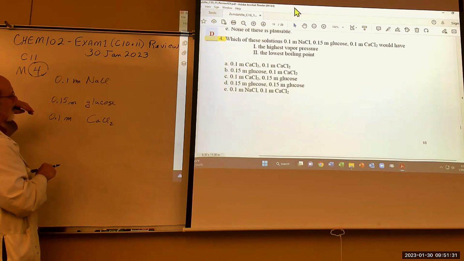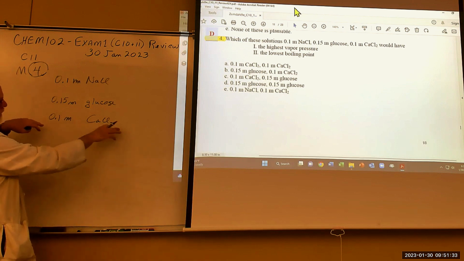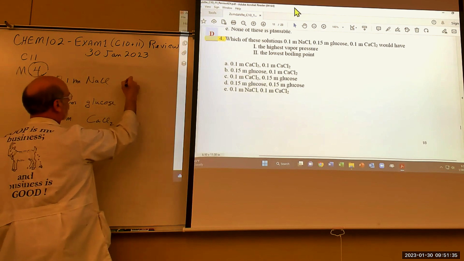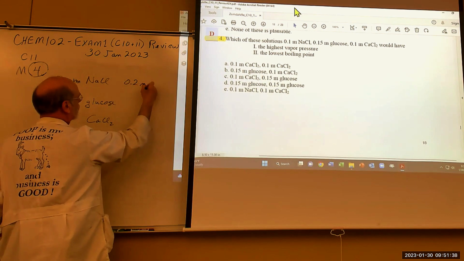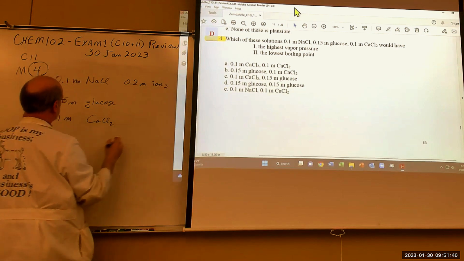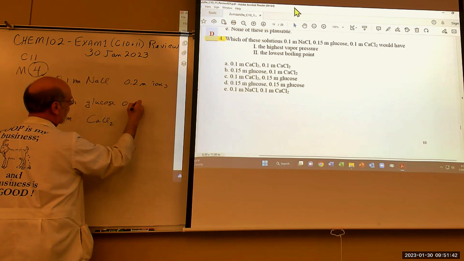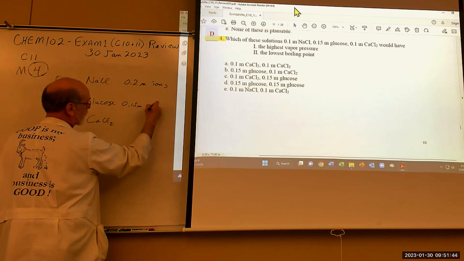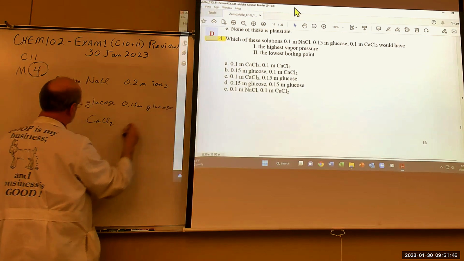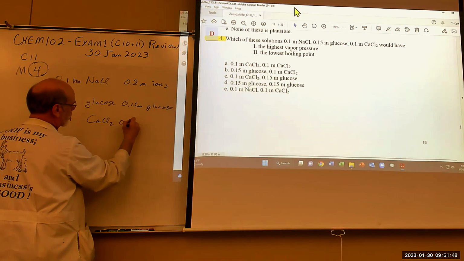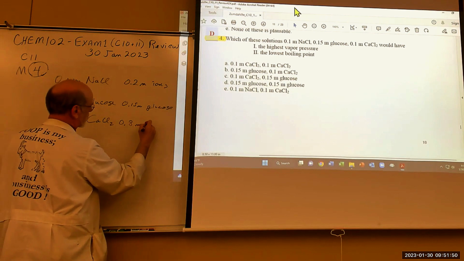So which one would have the, what would this be equivalent to? This would be equivalent to 0.2 mol ions. This would be equivalent to 0.15 mol glucose because it does not dissociate. And this one would be equivalent to 0.3 mol ions.